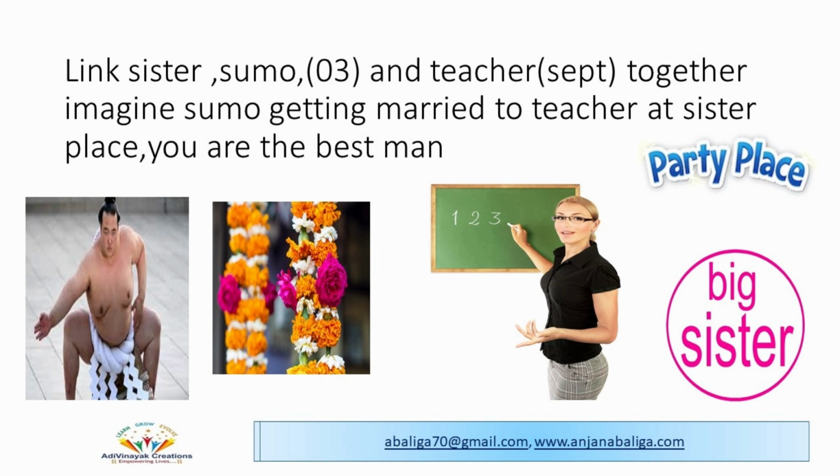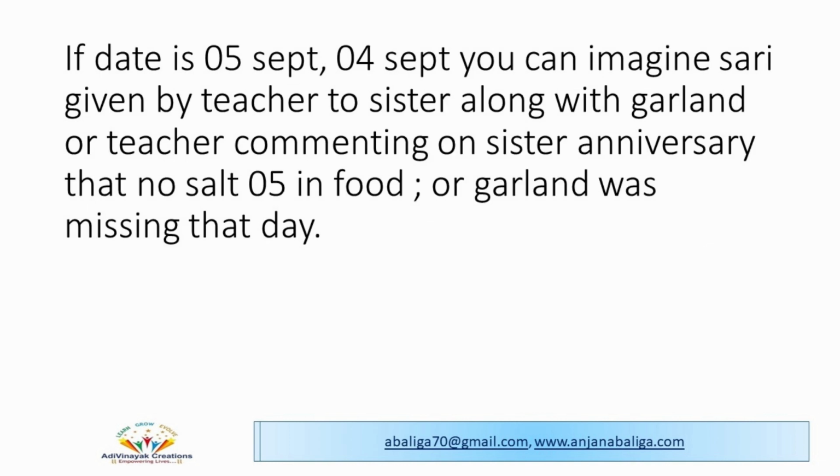Now, if the date was changed to say 4th of September or 5th of September, how are you going to remember it? Now 04 becomes sari and 05 is salt. So you can remember that the sister is gifted by the teacher a beautiful sari and you are also commenting on that sari. And if the anniversary was on 05, you can imagine there was no salt in the food that was prepared and the teacher was commenting that there was no salt in today's food. So in this way, by making a vivid picture, you can remember the anniversary of your sister.